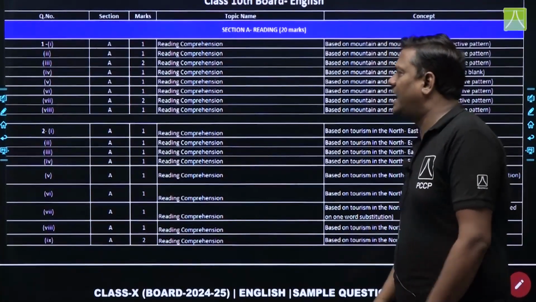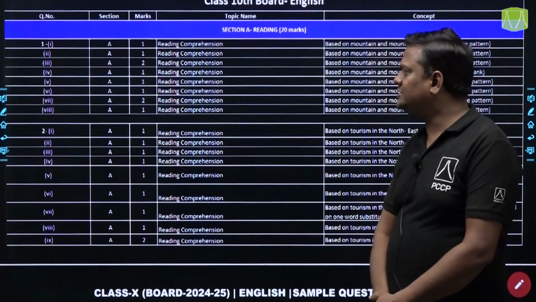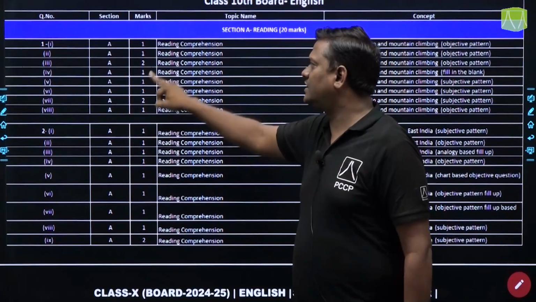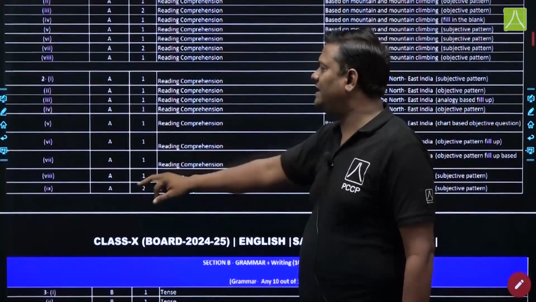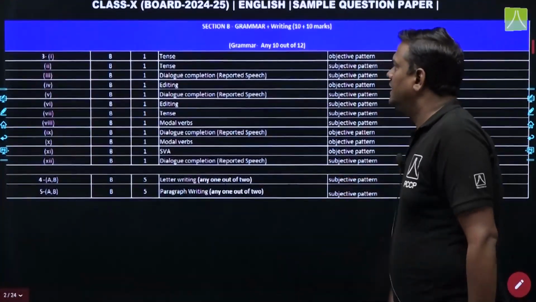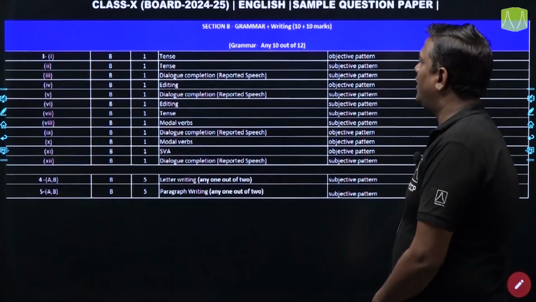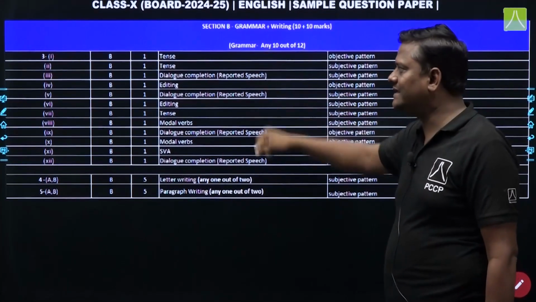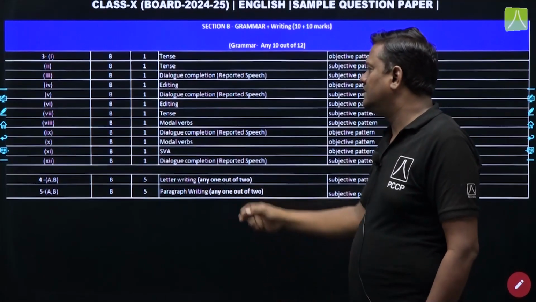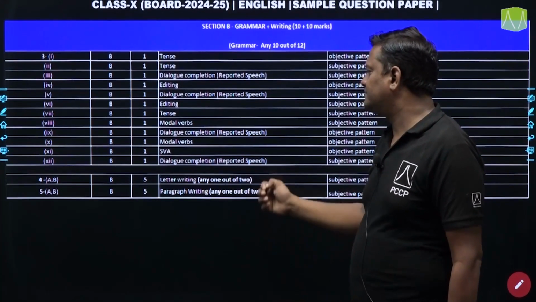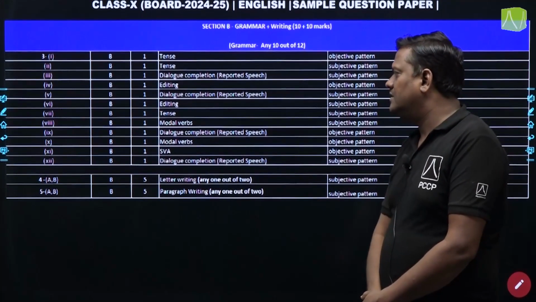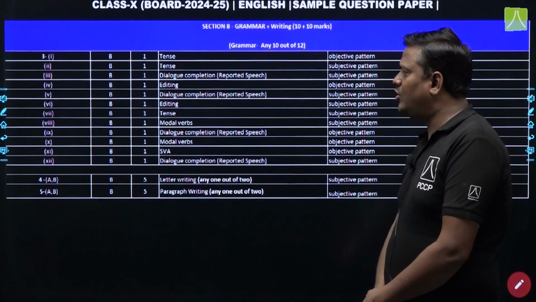In section A, we will have 2 questions of reading comprehension. In the first question, we will have total 8 questions in which 2 questions are of 2 marks. In the second question, we will have 9 questions in which 1 question will be of 2 marks. In section B, grammar plus writing, we will have total 12 questions in which we have to solve any 10. Questions are related to tense, dialogue completion, editing, modal verbs, subject verb agreement, and in the manner of editing, find the error, objective question and dialogue completion.